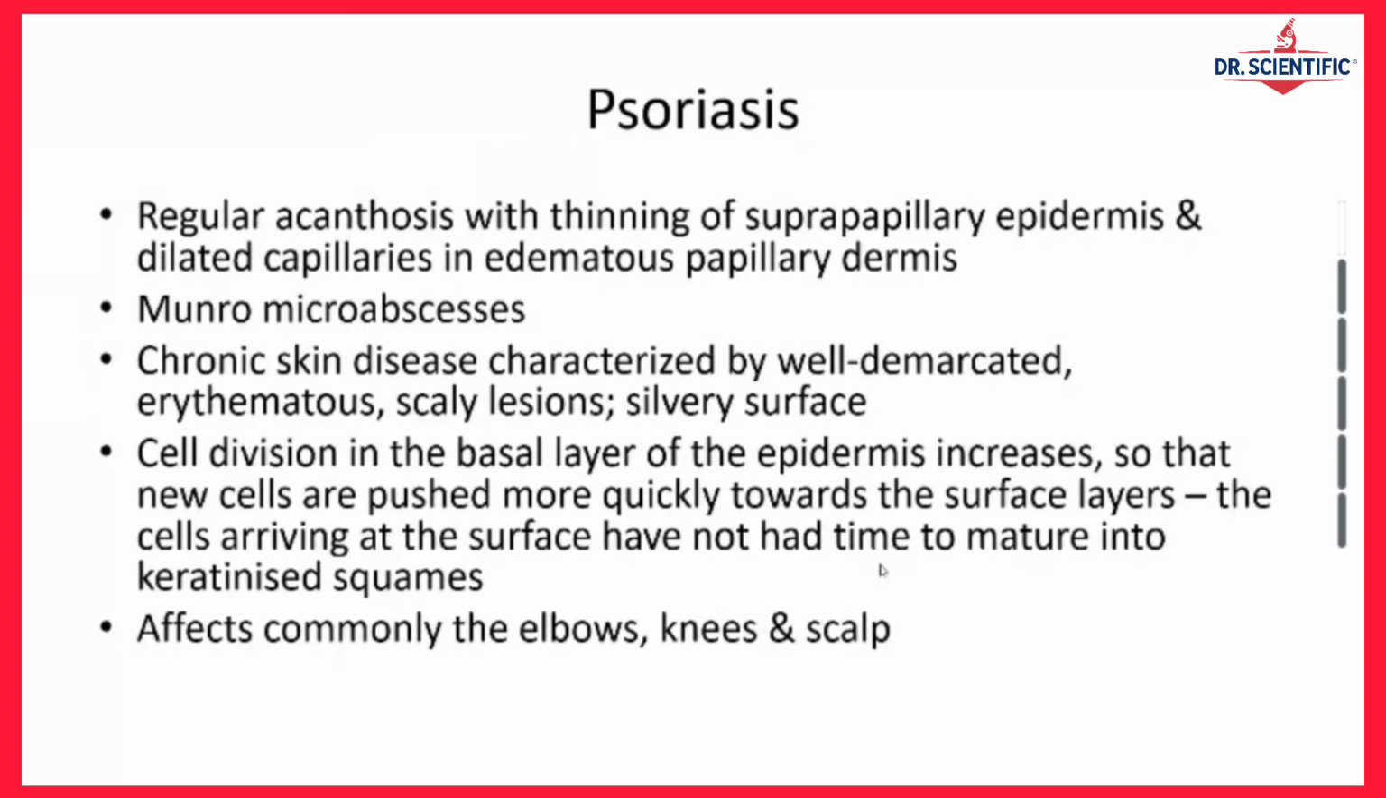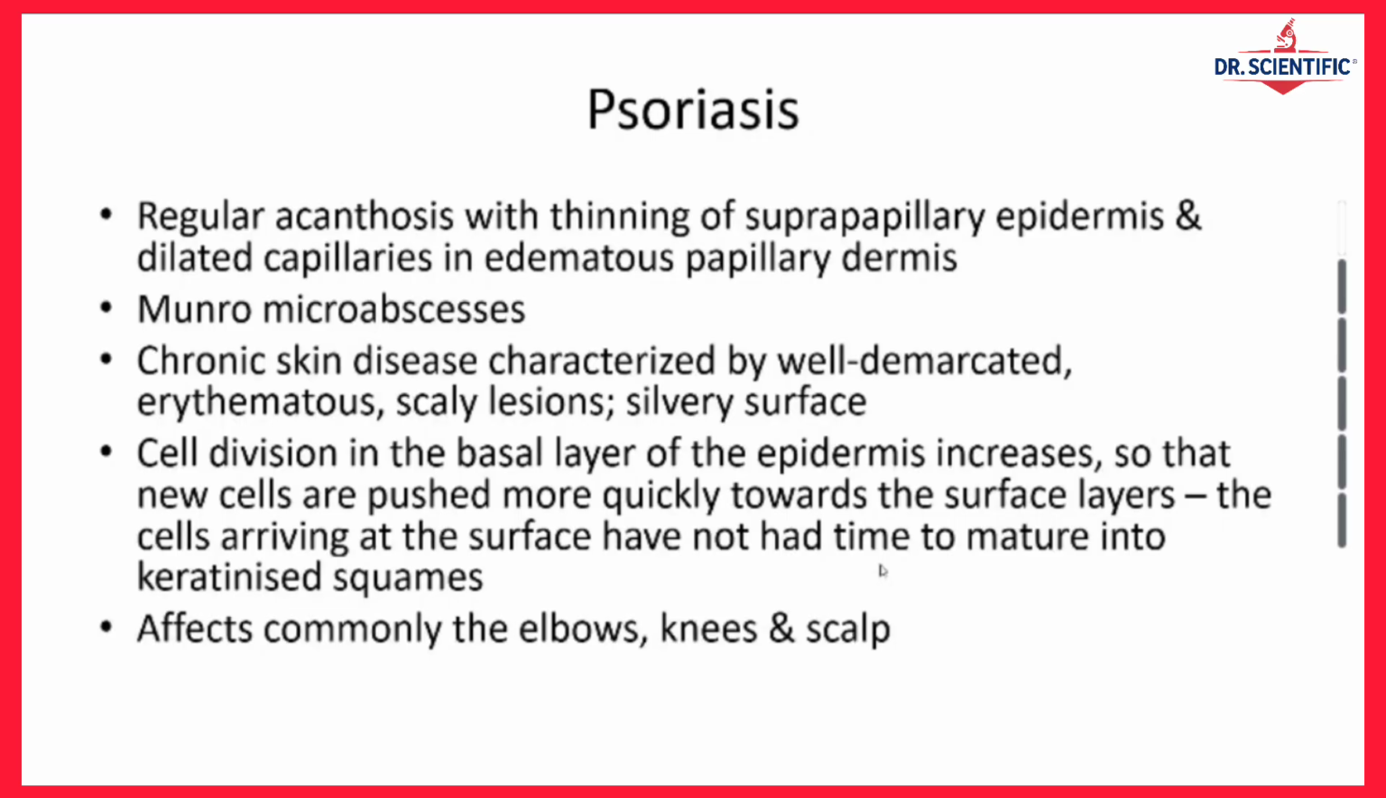Remember, blood vessels are not there in the epidermis, and that is why the capillaries in that papillary dermis will be dilated in psoriasis. Then you will also find in psoriasis what we call micro abscesses. It's called Munro micro abscesses, probably from somebody who first described it. When you talk of micro abscesses, they are not large abscesses, they are very small abscesses that you require the microscope to see. So one of the other features of psoriasis will be micro abscesses.